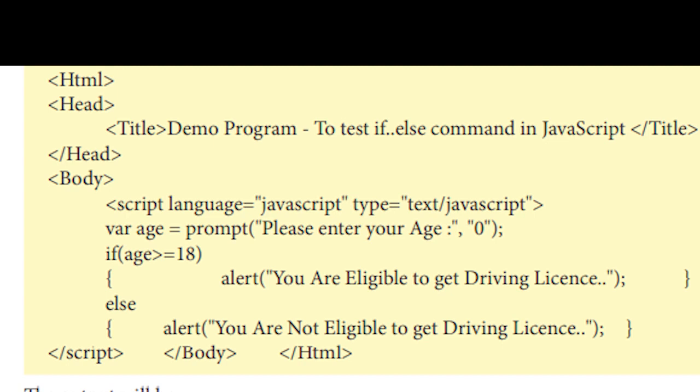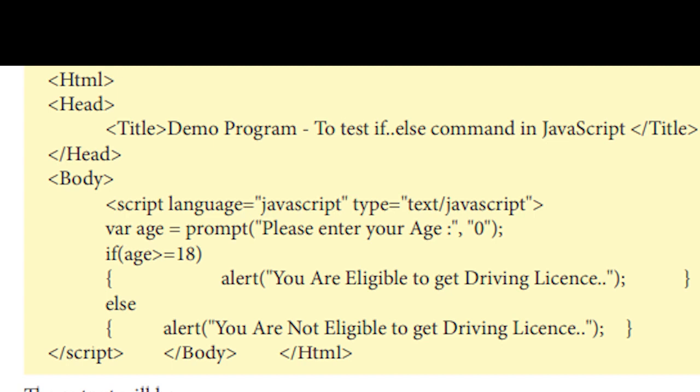Whatever you are giving inside this else part: if age is greater than or equal to 18, whatever you are entering, you will get this true part, that is the first alert part. You are eligible to get driving license will be displayed. If that condition is false, if age is not greater than or equal to 18, the next part, the else part, is executed. Below else you have a line, right? You are not eligible to get driving license. This one will be displayed in the output, right?